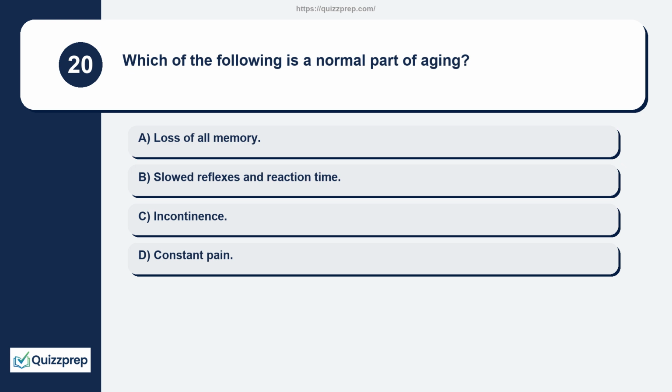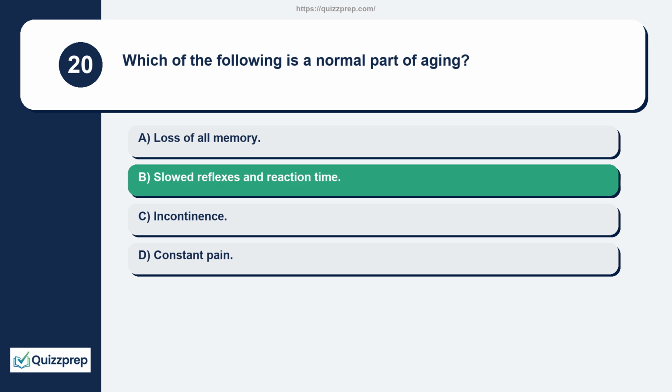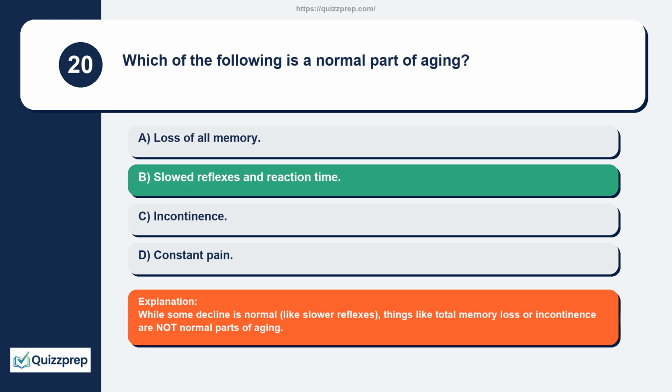Question 20. Which of the following is a normal part of aging? Loss of all memory, slowed reflexes and reaction time, incontinence, constant pain. While some decline is normal, like slower reflexes, things like total memory loss or incontinence are not normal parts of aging.